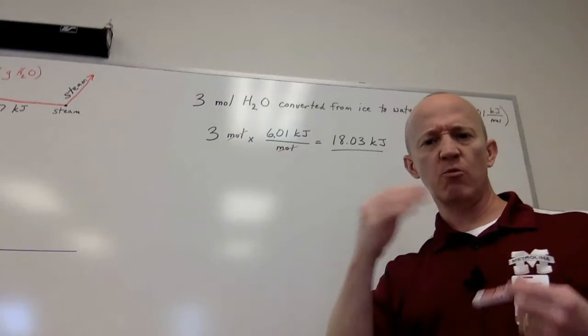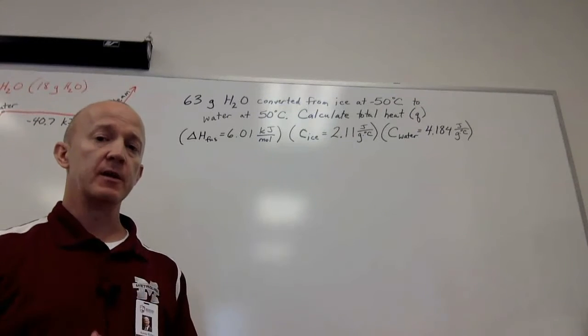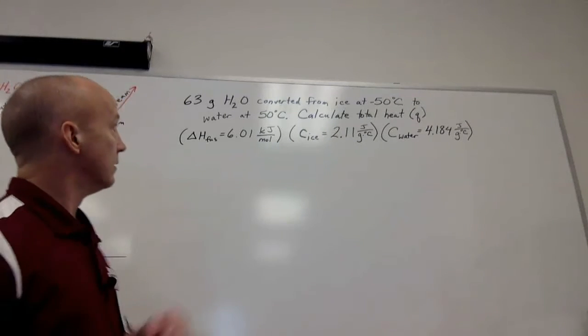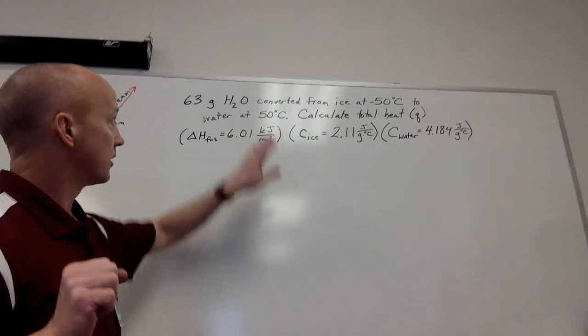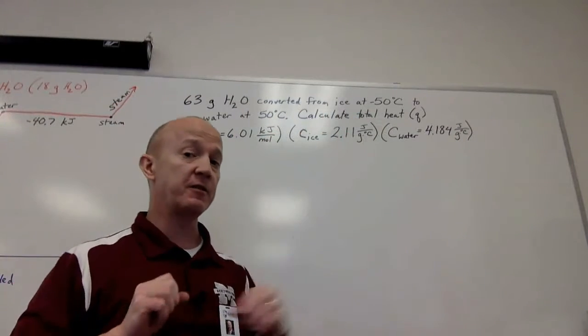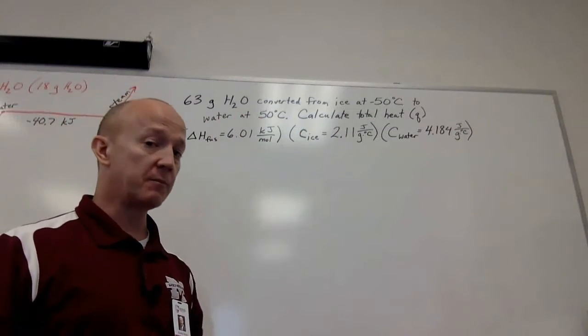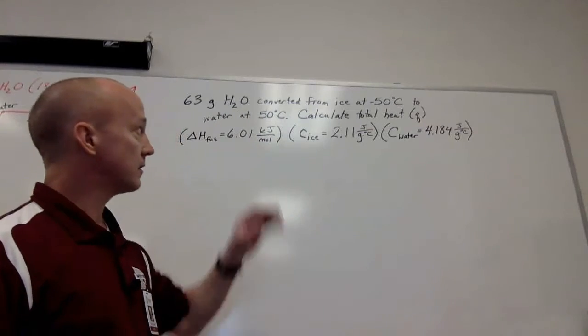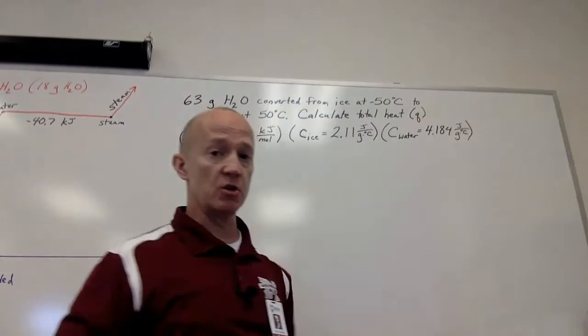But let's take it one step further. Now here's one that's going to require us to break things up into sections. 63 grams of H2O converted from ice at -50 degrees Celsius to water at 50 degrees Celsius. Calculate the total heat. And heat, of course, is Q.